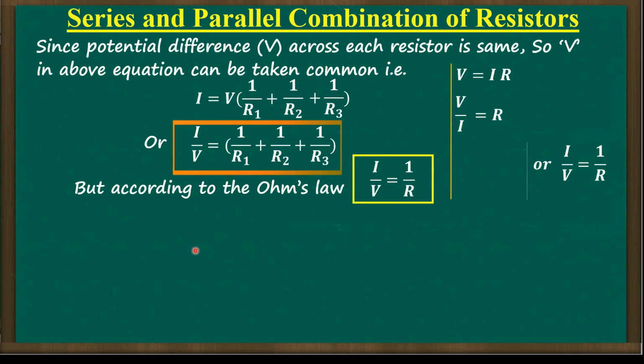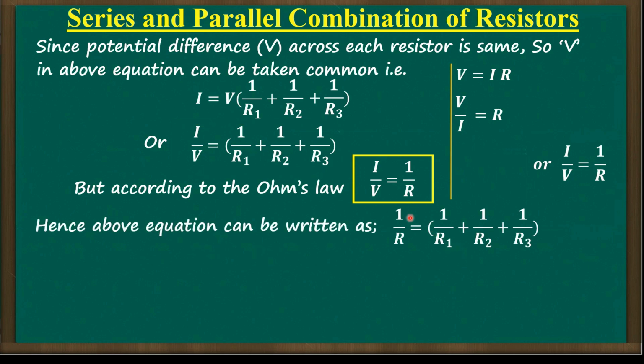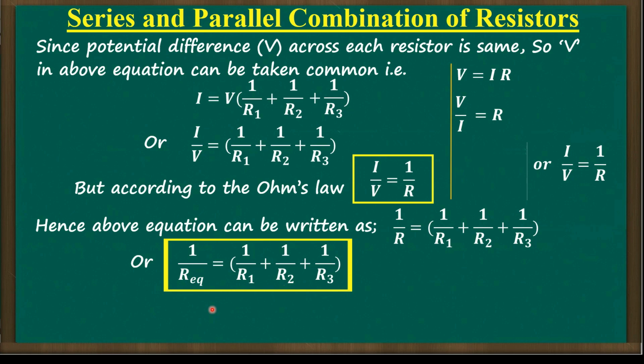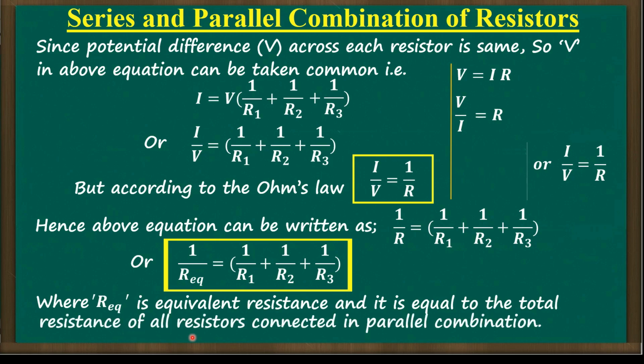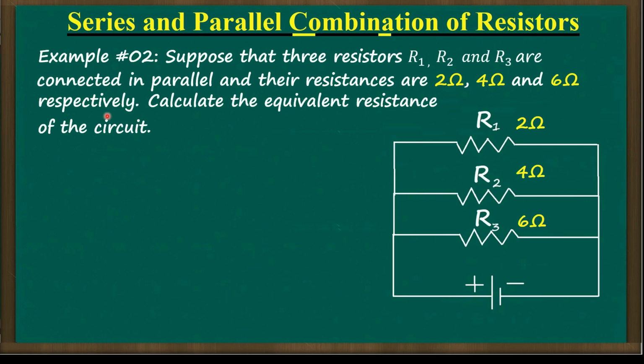Now, the above equation can be written as 1 upon R equals 1 upon R1 plus 1 upon R2 plus 1 upon R3. Or we can say that 1 upon Req equals 1 upon R1 plus 1 upon R2 plus 1 upon R3, where Req is the equivalent resistance, and it is equal to the total resistance of all resistors connected in parallel combination. Now, let us consider an example.